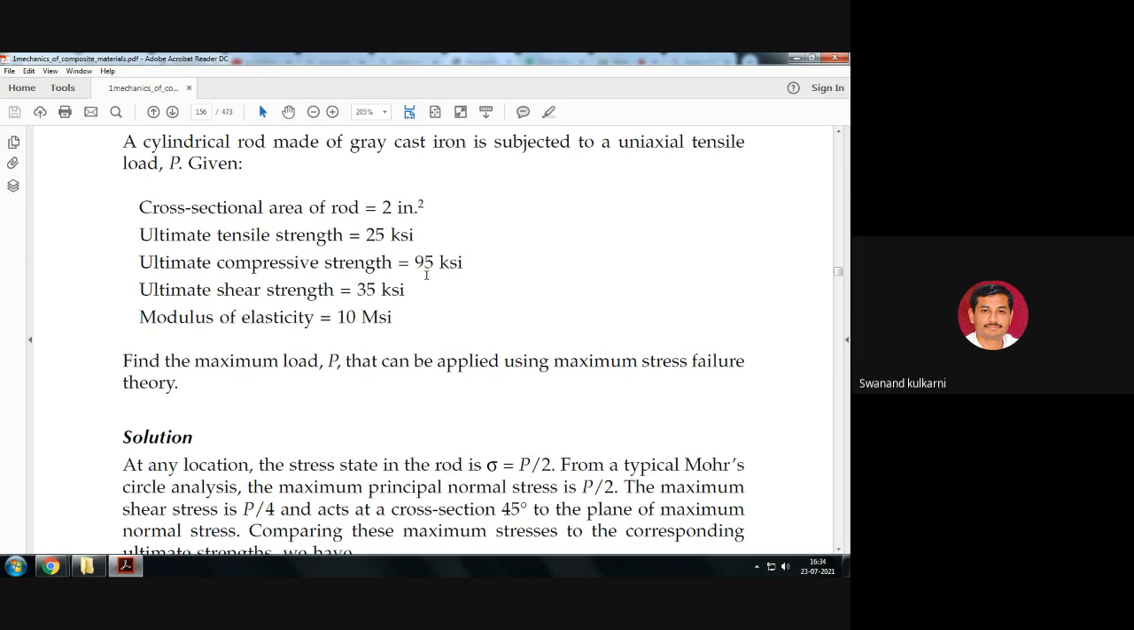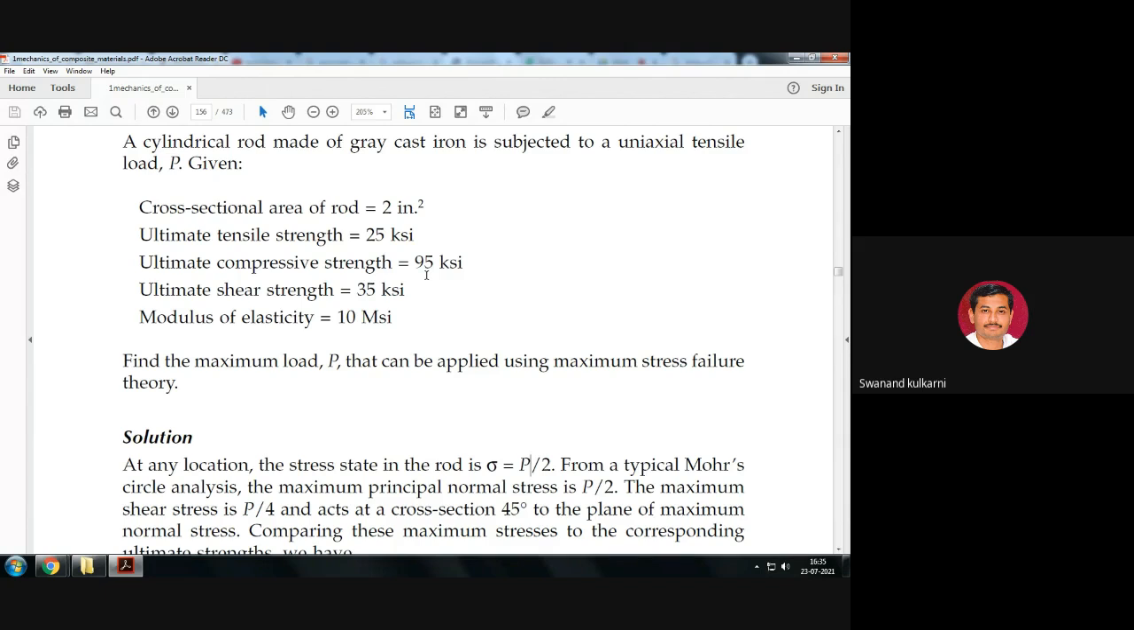So one cylindrical rod is present, and it is made from gray cast iron. The material used for this cylindrical rod is gray cast iron, and it is subjected to uniaxial tensile load. So when this load P is acting on the material, the specific values of this particular material are provided as a part of an example. P is the maximum load which is given here.